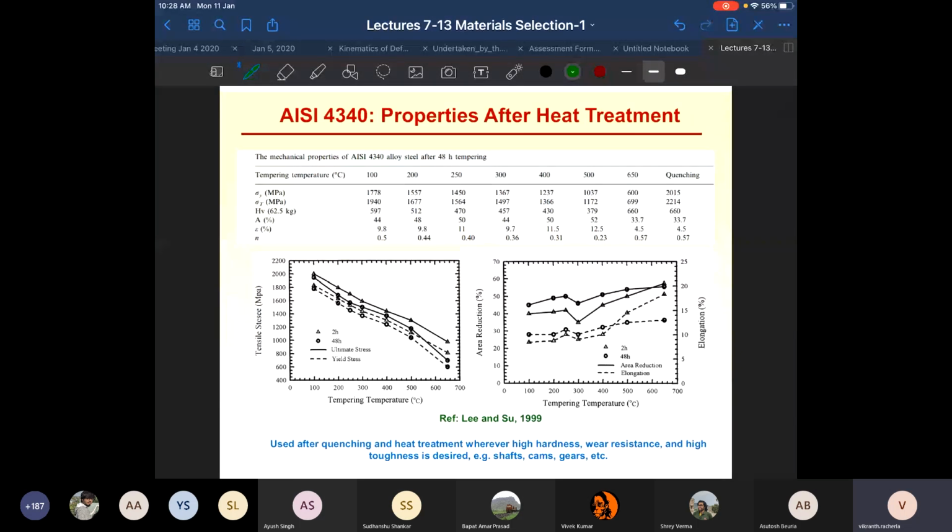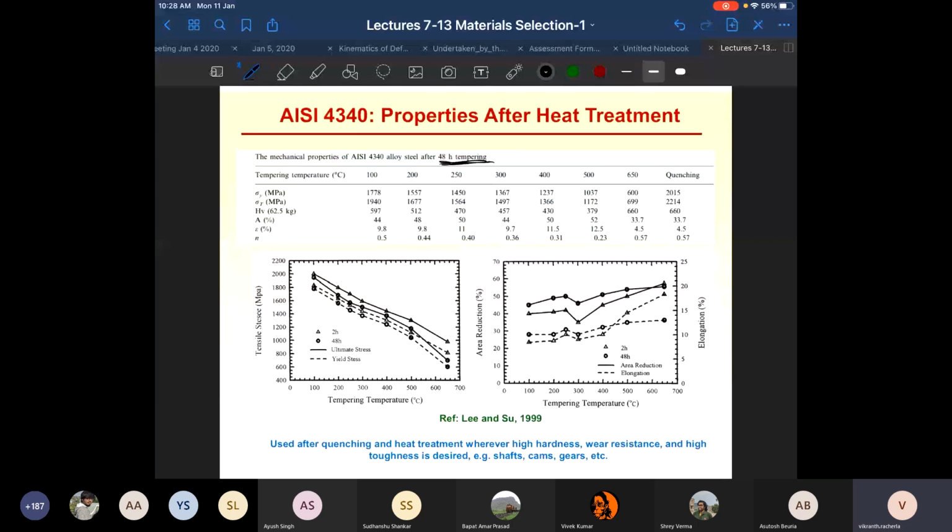So let us see, for 4340 steel, what is the effect of this heat treatment process. What you are looking at in this table are the properties of the material after 48 hours of tempering. So basically it is being tempered for 2 days.